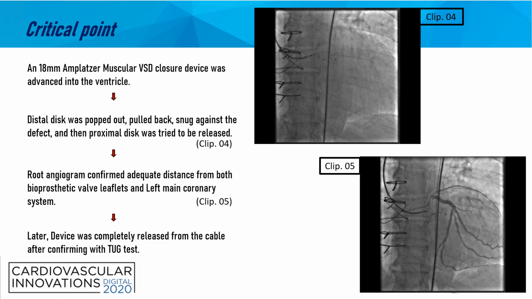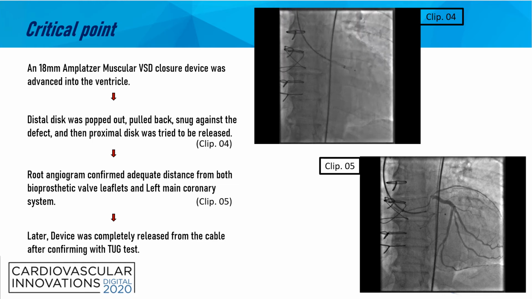An 18 mm Amplatzer muscular VSD closure device was advanced into the ventricle through the shuttle sheath, as we mentioned before. And here, as you see in clip 4, the device has to be released. So, into the ventricle, the distal disc was popped out first. It was pulled back snug against the defect, then the proximal disc was released.